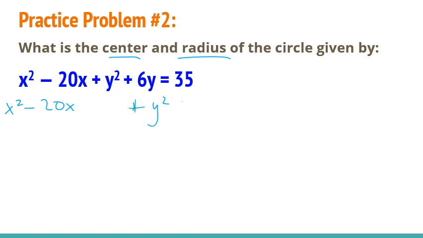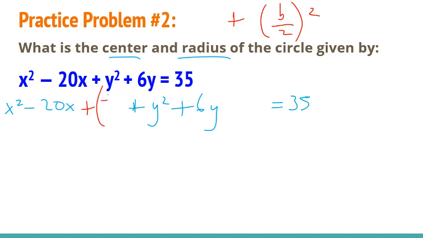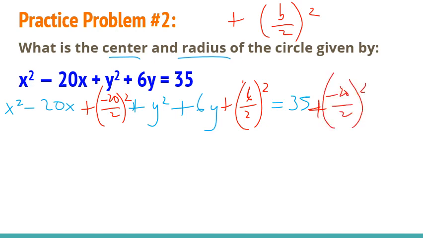So I'm going to do y squared plus 6y. I'm noticing the same problem. I don't have any way to factor this, so I'll leave another blank, equals 35. Remember, I'm adding b over 2 squared. So my b value here is negative 20, so negative 20 over 2 squared, and my b value here is 6, so 6 over 2 squared. I have to remember that I'm going to add these to both sides of the equation. So negative 20 over 2 squared plus 6 over 2 squared.